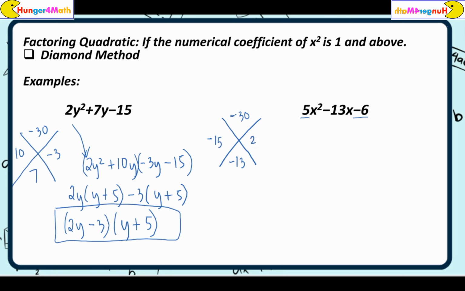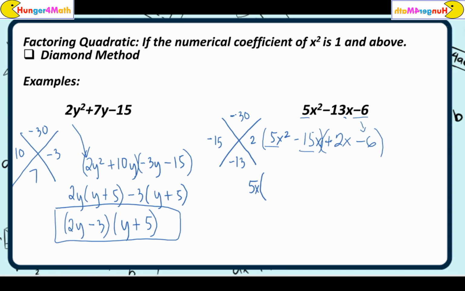Now let's rewrite. Copy the first term, 5x squared. Then instead of minus 13x, it will now become minus 15x, then plus 2x. Then copy minus 6. Then group them into 2. Then the common factor of 5 and 15 will be 5. For x squared and x, that will be x.